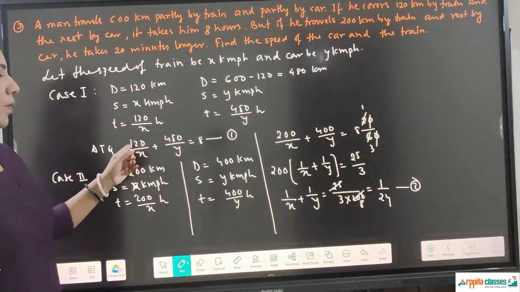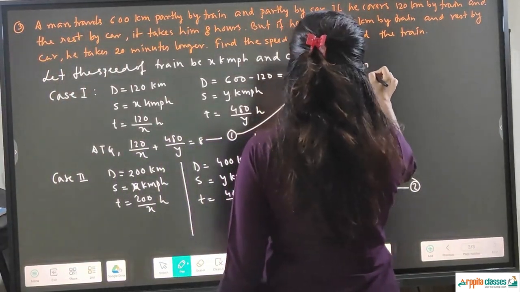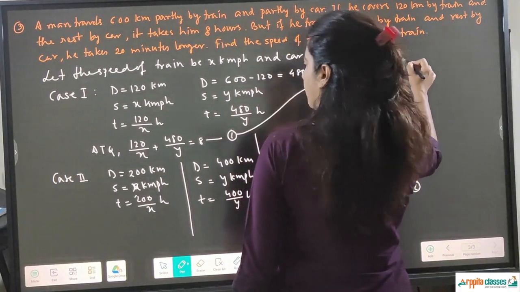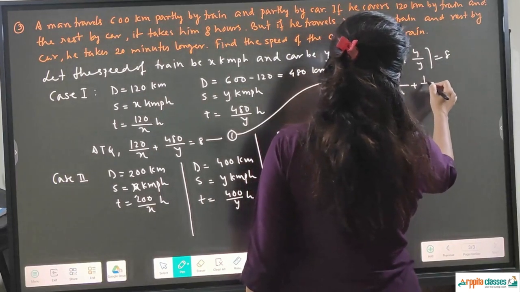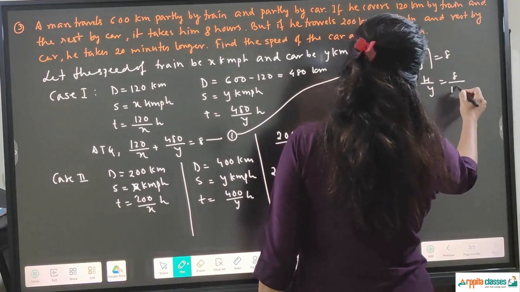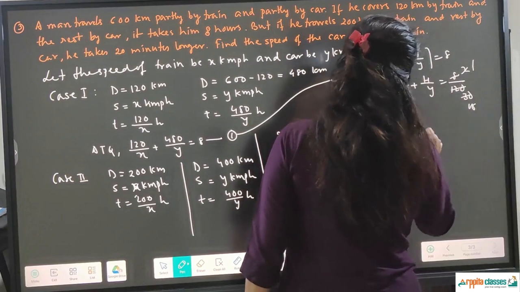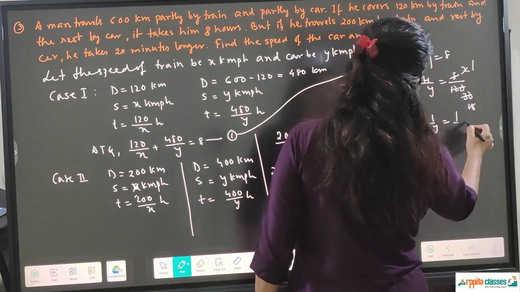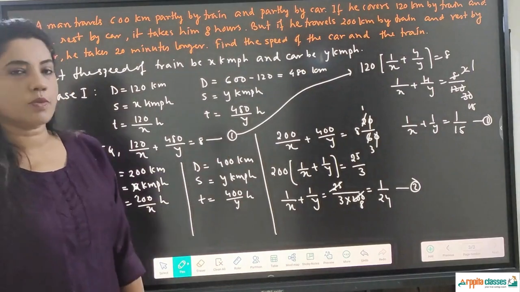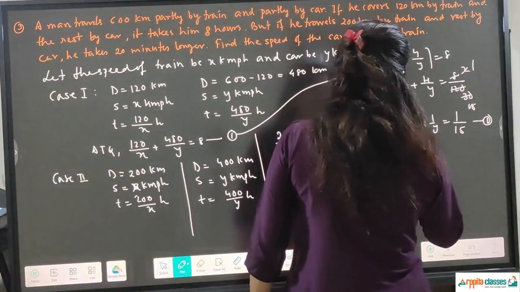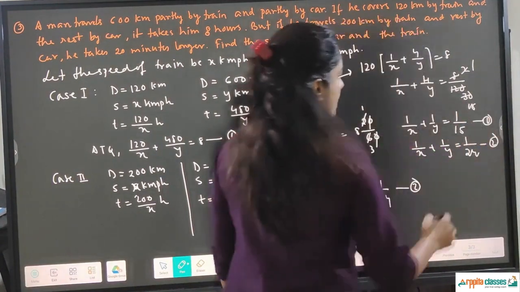And from here we can take 120 common. If you simplify this, we can take 120 common. So it will be 1 upon x plus 4 upon y is equal to 8 upon 120, which is 1 upon 15. So it is 1 upon x plus 4 upon y is equal to 1 upon 15. This is my equation number 1. So I got both the equations: 1 upon x plus 4 upon y is equal to 1 upon 15, the first one, and the second one is 1 upon x plus 2 upon y is equal to 1 upon 24. This is my second equation.